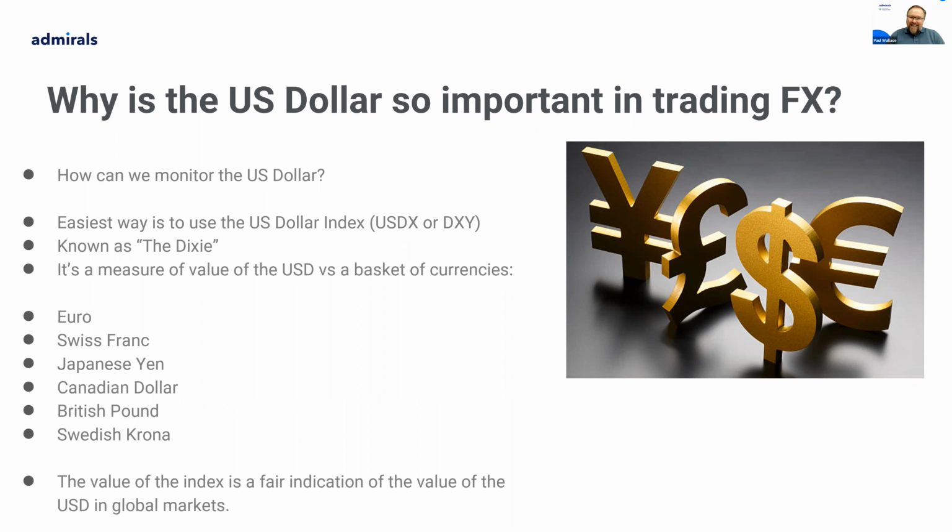But one of the easiest ways for ourselves as private traders is to use the US dollar index. You might find it with the ticker USDX or DXY. You'll hear traders talk about it as the Dixie. What the dollar index is, is a measure of the value of the US dollar versus a basket of currencies: the euro, Swiss franc, Japanese yen, Canadian dollar, British pound, and Swedish krona.